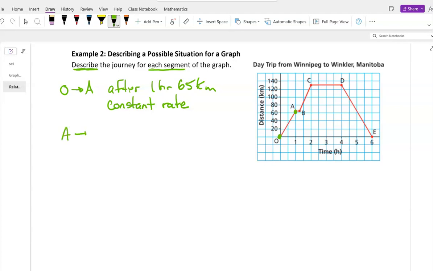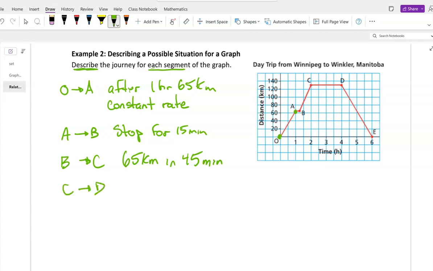Okay, what do you think is happening from A to B? All right, looks like whatever we're driving here is stopped. Stopped for 15 minutes. Maybe it's a bathroom break. Okay, then from B to C, what's happening? Well, I travel another 65 kilometers, but this time I do it a little bit faster. I do it in 45 minutes. Again, it's constant rate.